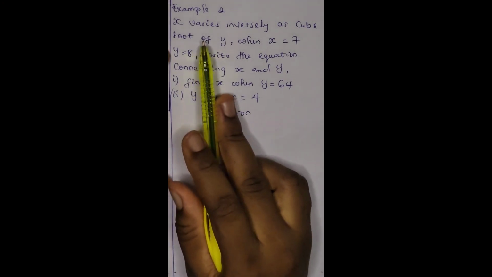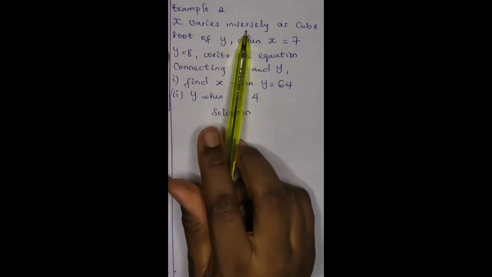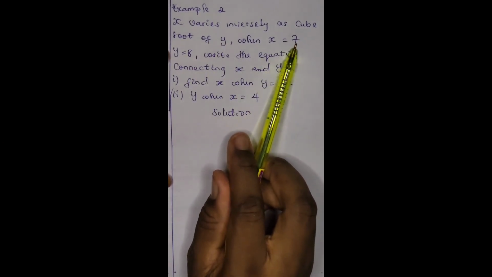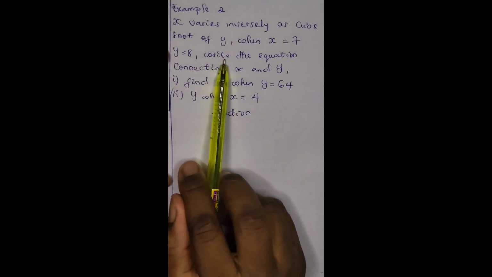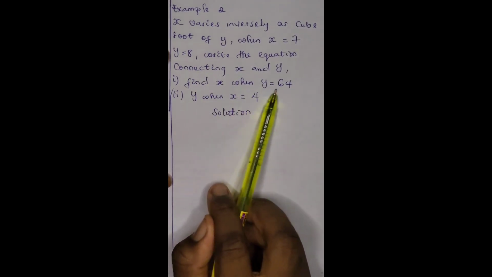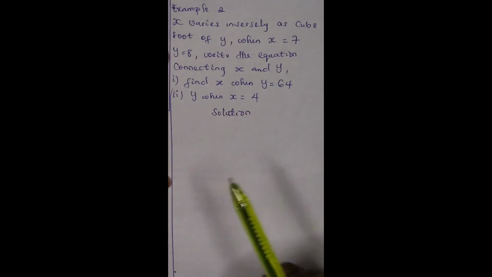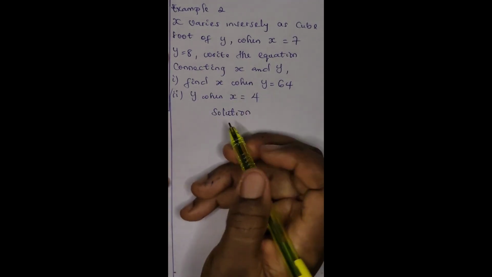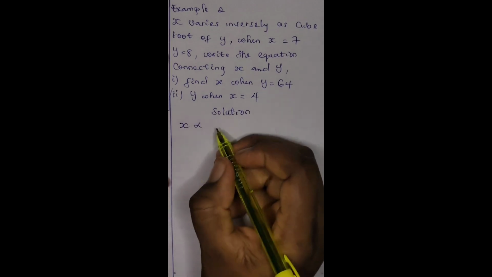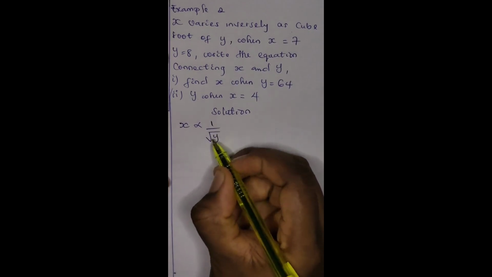So the second example under inverse variation, we have x varies inversely as cube root of y. When x equal to 7, y is equal to 8. We are asked to write the equation connecting x and y. Then we'll find x when y is equal to 64 and also find y when x is equal to 4. So we are going to be taking it step by step. First of all, we are meant to understand that x varies inversely as cube root. So the cube root of y is this.